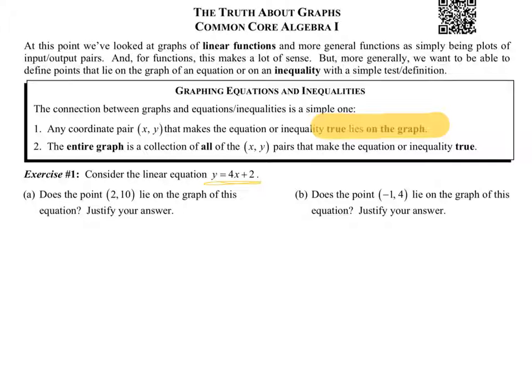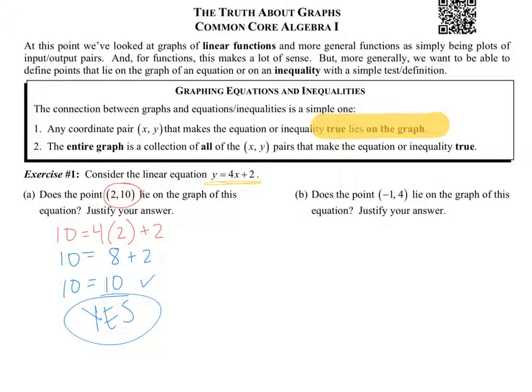So we're looking at this equation, y equals 4x plus 2, and we need to see, does (2, 10) lie on the graph? So we're going to plug 2 in for x, so 4 times 2 plus 2, and we're going to plug 10 in for y. So instead of y equals 4x plus 2, we plug 10 in for y, 2 in for x. So now we simply just solve. 4 times 2 is 8. Does 8 plus 2 equal 10? Yes, 10 equals 10. So the answer is yes, it lies on the graph.